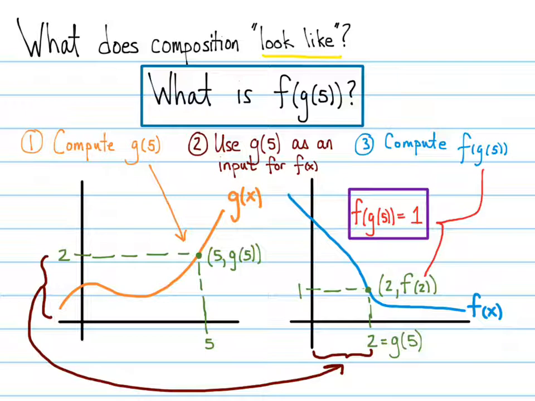And so what we do then is we take 2 and we trace along the line going over to the other graph, and we plug it into the graph of f(x), because we want to plug g(5) into f(x), and g(5) is 2, so we plug 2 in and we get 1. So f(g(5)) is 1. So that's kind of what composition looks like. You go from one graph to the other using the output as the next input.